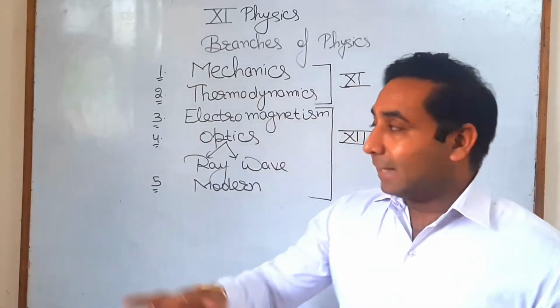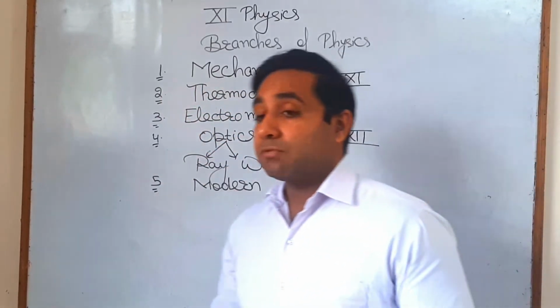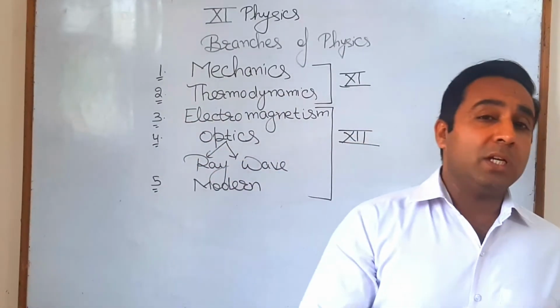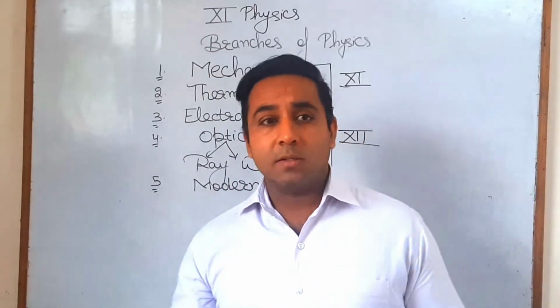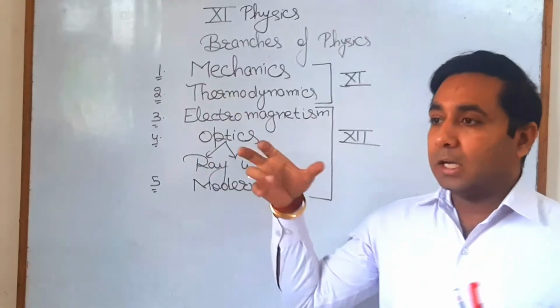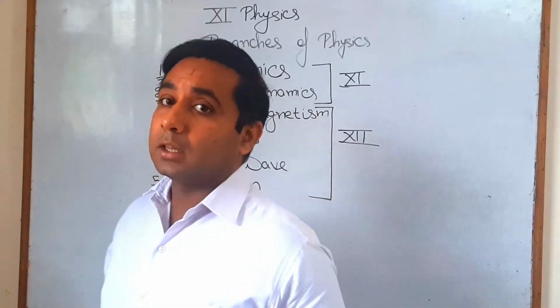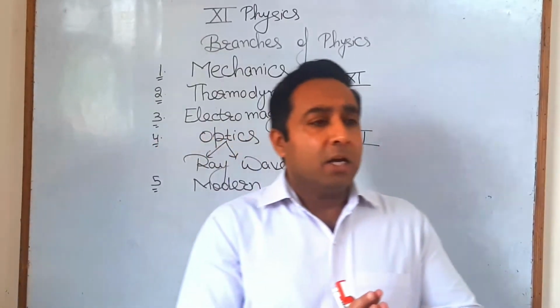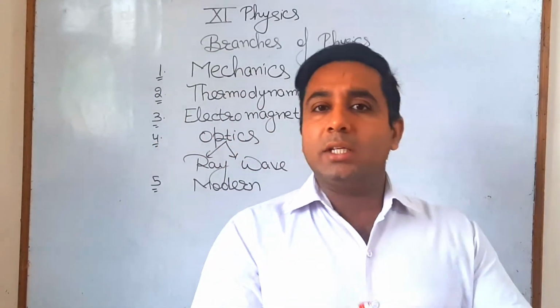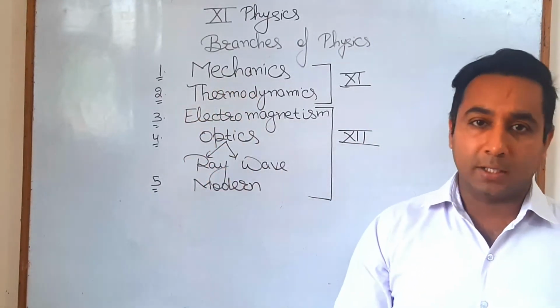Now, let's start with the mechanics branch. Mechanics is the branch which deals with the study of speed, velocity, rigid bodies, liquids, oscillation, waves. So that's a very large branch of physics that we have to learn in 11th physics. You can say that 70 to 80% of 11th physics is based on this mechanics branch.